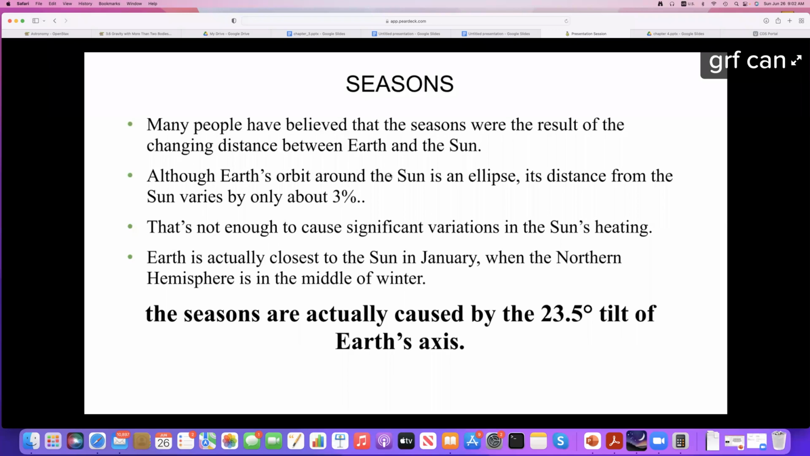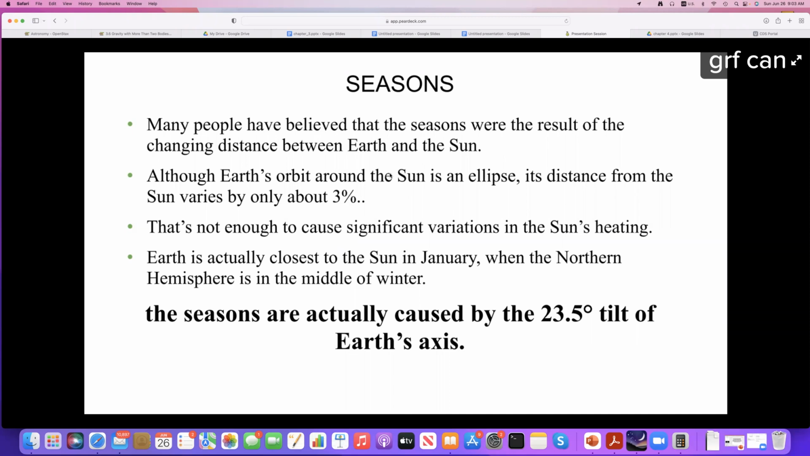Now, when you have different seasons at different times in the year, in ancient times, people were wondering what could be the reason for this, right? And so many people believed the seasons were a result of a changing distance between the Earth and the Sun. And to be honest, even now, some people think that the reason for these different seasons is the changing distance between the Earth and Sun.